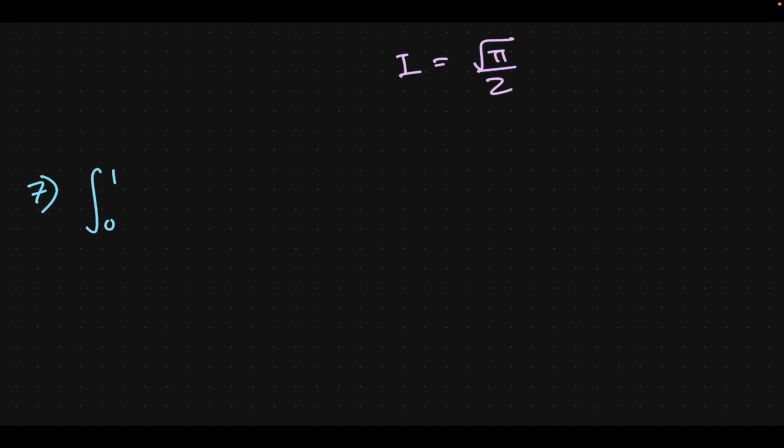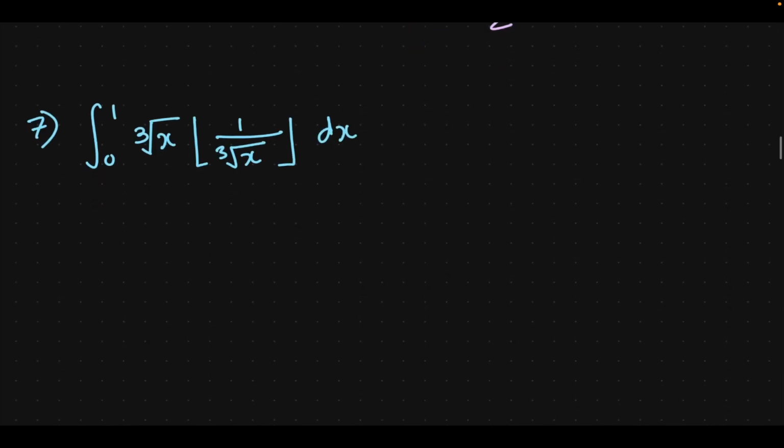Integral from 0 to 1 of the third root of x times the floor function of the cube root of x dx. So when you see questions like that, a good strategy is to set the variable inside the floor function or the fractional part function to be y.